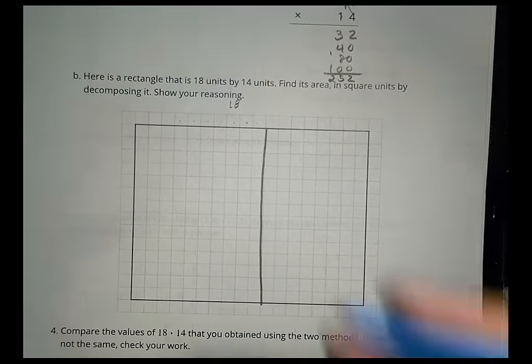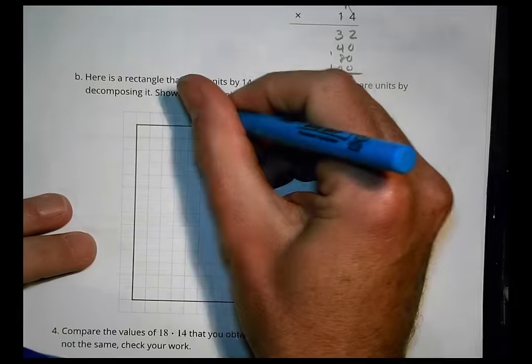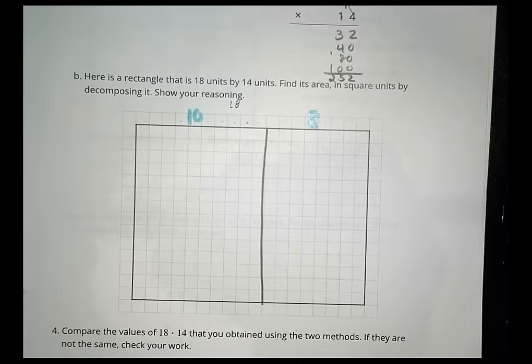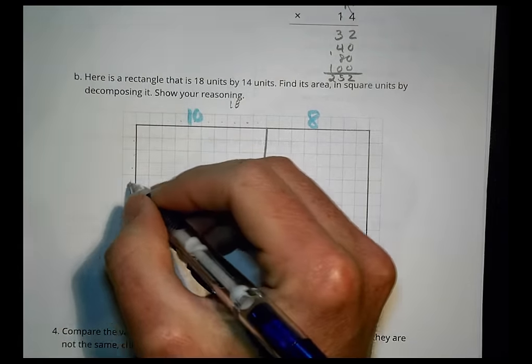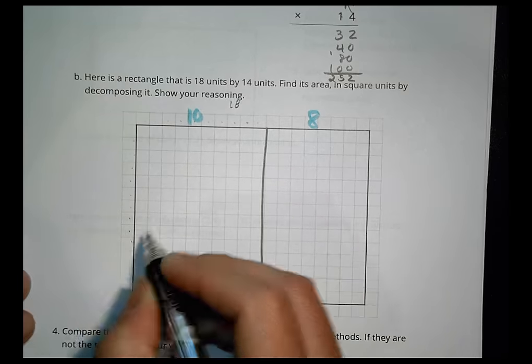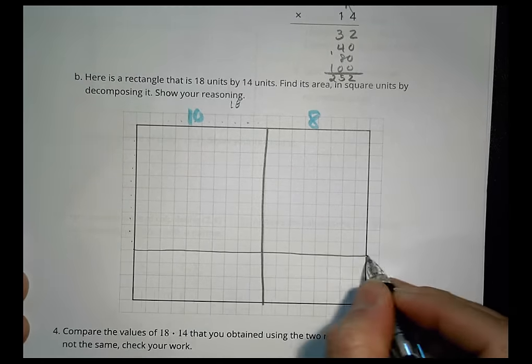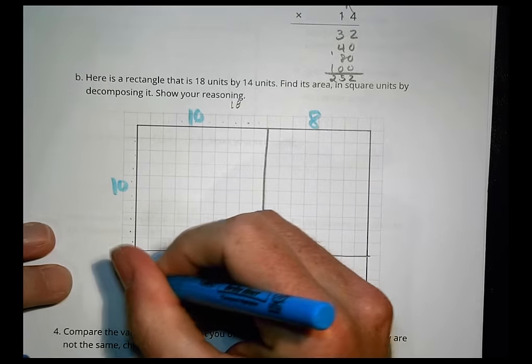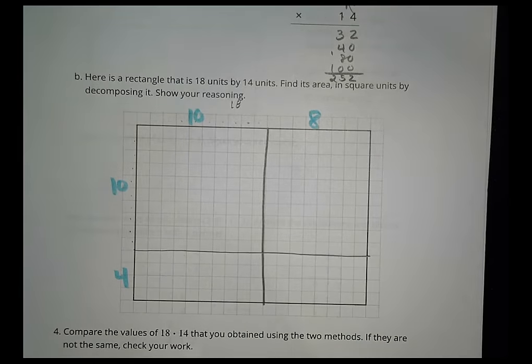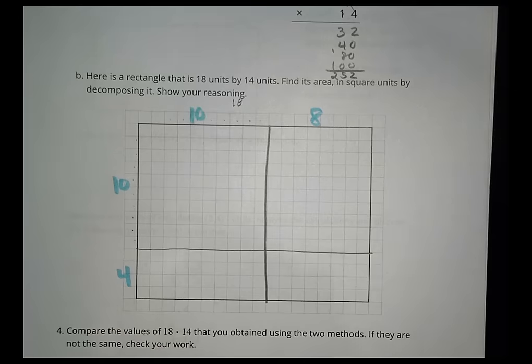Alright, so I have 10 right here. And I have 8 right there. And the 14, I can go 1, 2, 3, 4, 5, 6, 7, 8, 9, 10 right here and draw a line across there so that I have a 10 here and a 4 there. So there's 10 and 8 for 18 and 10 and 4 for 14.